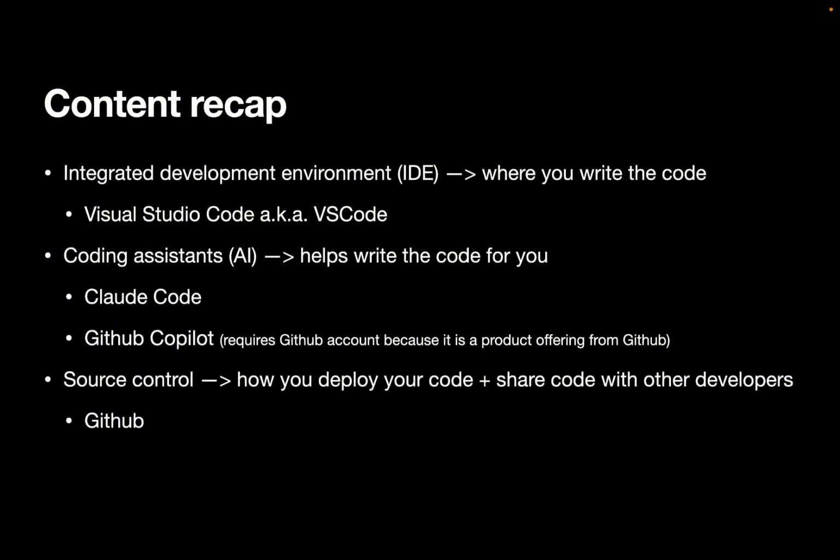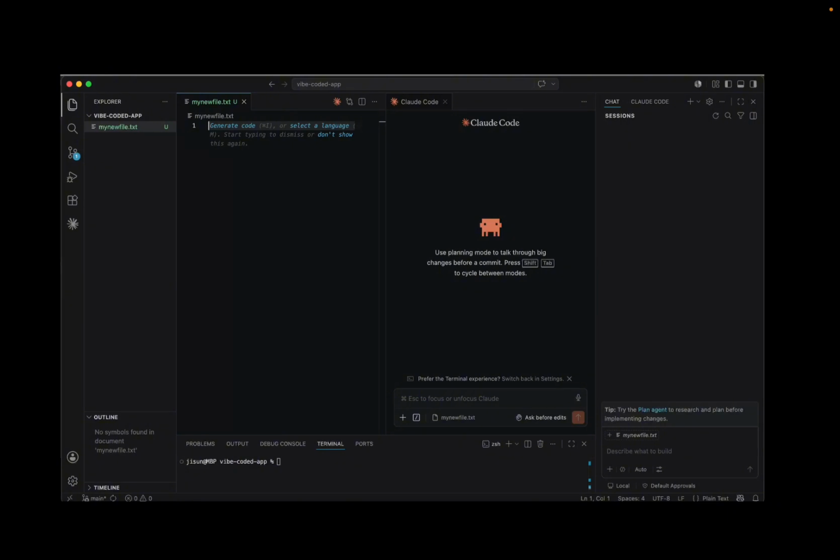Okay, after we set up our IDE, we then created and set up coding assistants. These are the AIs that help you write the code for you. We access them as extensions from VS Code. The two extensions that we set up are Claude Code and GitHub Copilot. GitHub Copilot required us to create a GitHub account because it's a product offering from GitHub. Claude Code and GitHub Copilot look like this. They are the two tabs that are open on the right. And if you'll remember, we do access them from the IDE, which is VS Code.